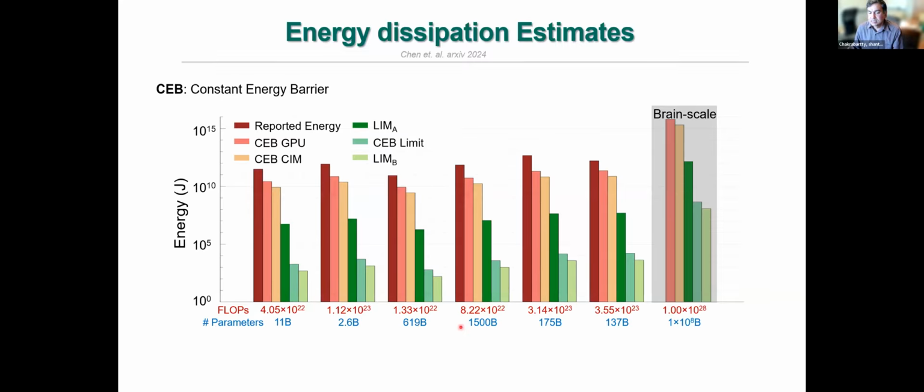So here, the x-axis is the total number of parameters, which goes all the way up to trillions of parameters. What it shows is that, yes, here the dark red is the reported energy for some of these parameters.